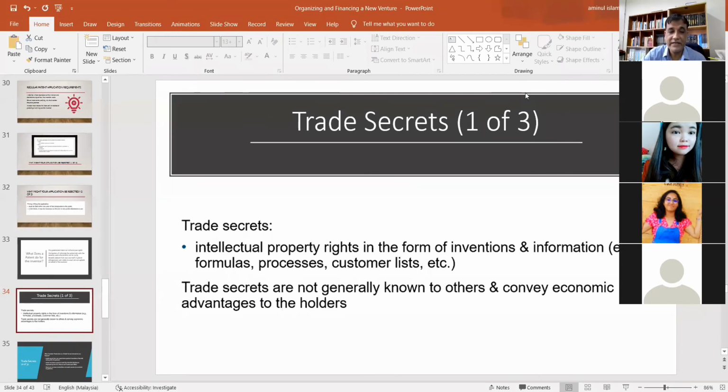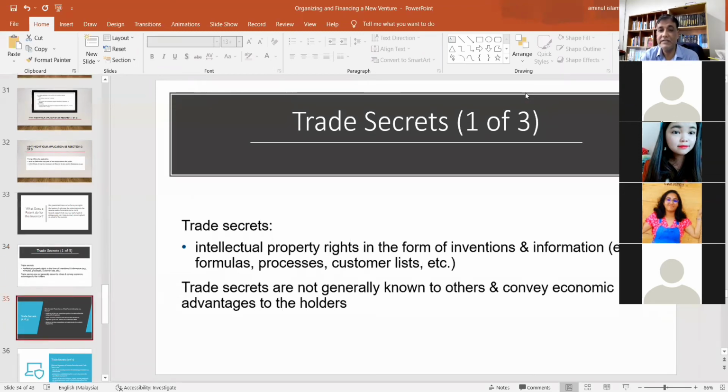Okay, trade secrets, as we learned earlier, are basically intellectual property rights in terms of inventions and information, right? So you have certain formulas, some procedures, some kind of secrets, and they have to be protected, right? This is not generally known to others, but it gives you a certain economic advantage. Then only you go for trade secrets.